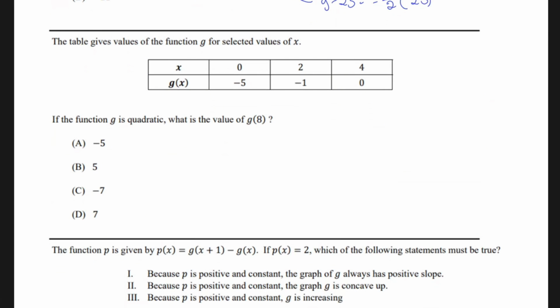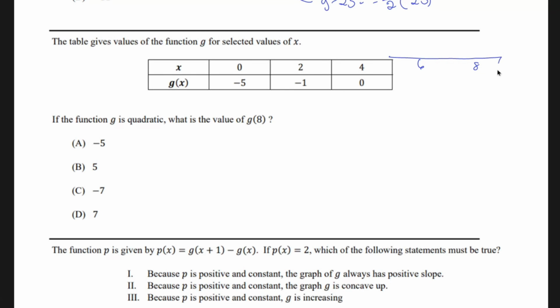The table gives values of function g for selected values of x. If g is quadratic, what is g of 8? I'm going to approach this differently. I'm going to make life a lot easier than the last one. This is what I'm going to do. I have x going from 0 to 2, 2 to 4. I'm going to pretend that you're a 6, and I'm going to pretend that you're an 8.